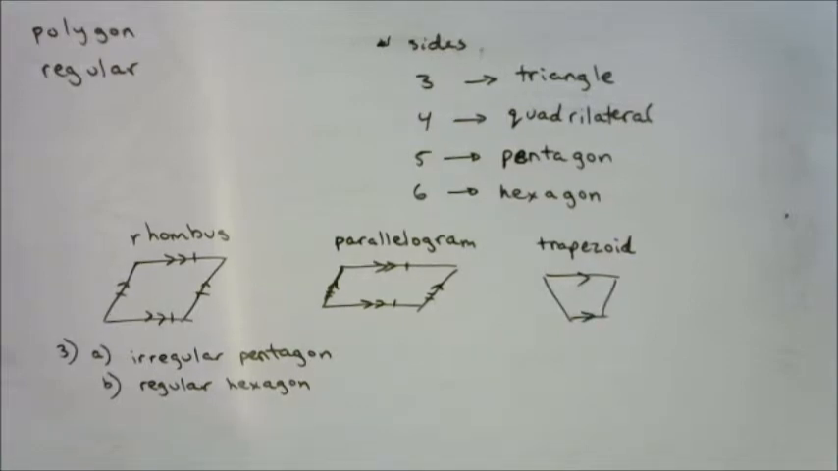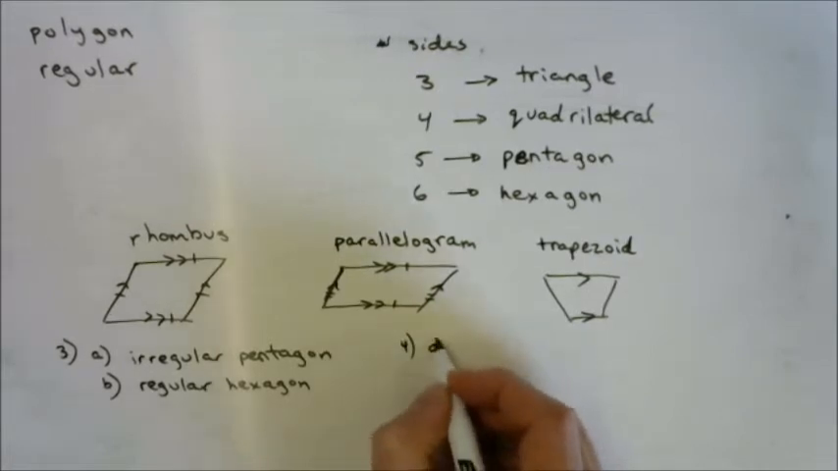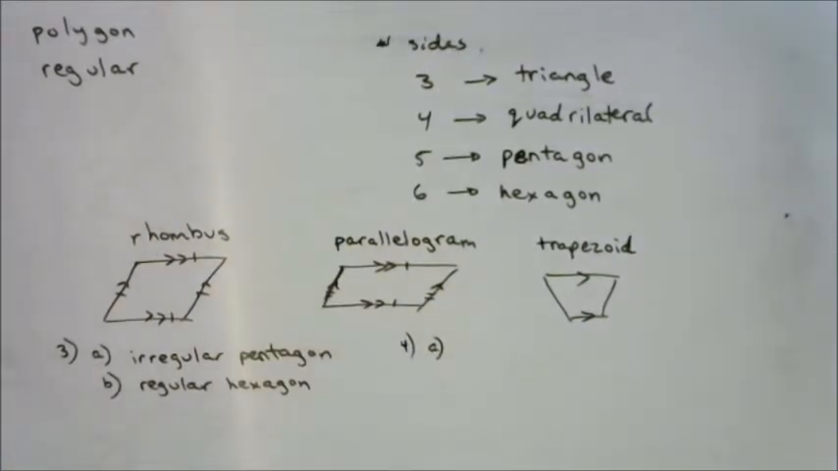Matter what it looks like. If all the sides tell you that they're equal, then they're equal, no matter how poorly drawn the diagram is. Okay. 4A, stick with it, my window friends. Classify each quadrilateral and give reasons for your answer.